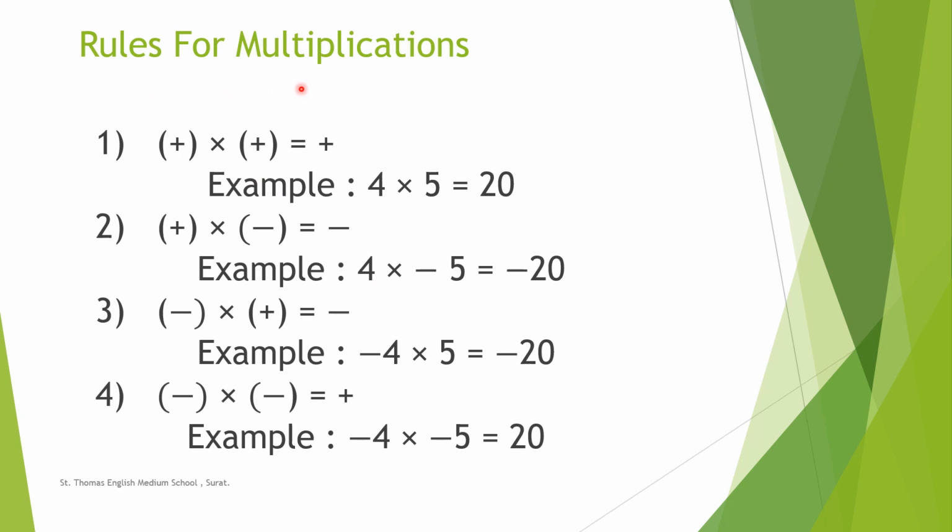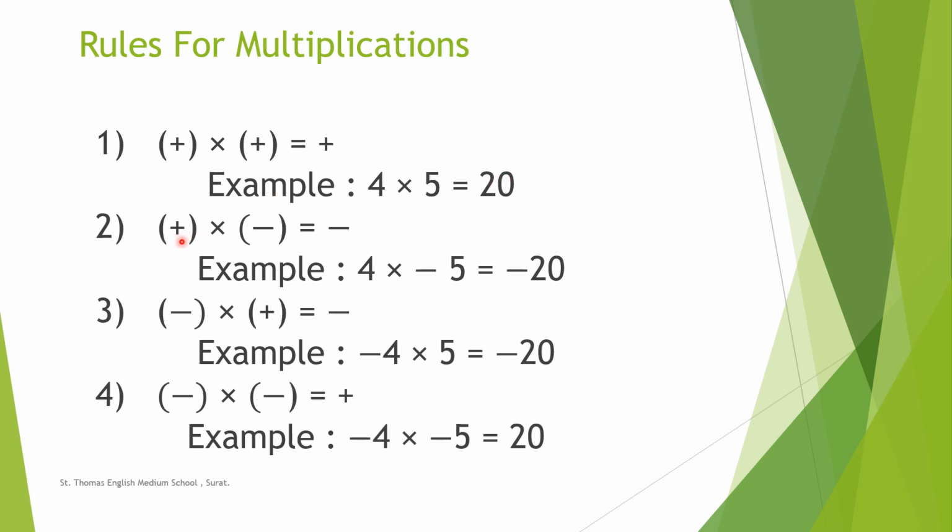Now rules for multiplications. First one, plus into plus. So when two positive integers, always you will get a positive integer. For example, 4 multiplied by 5. 4 is a positive integer and 5 is again a positive integer. When you multiply 4 and 5, you will get 20. Again 20 is a positive integer.